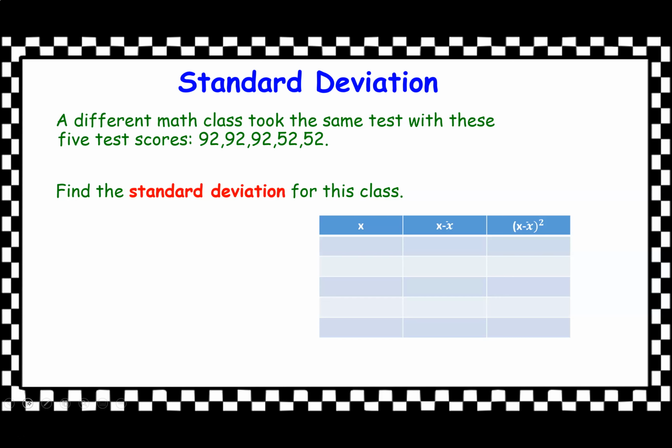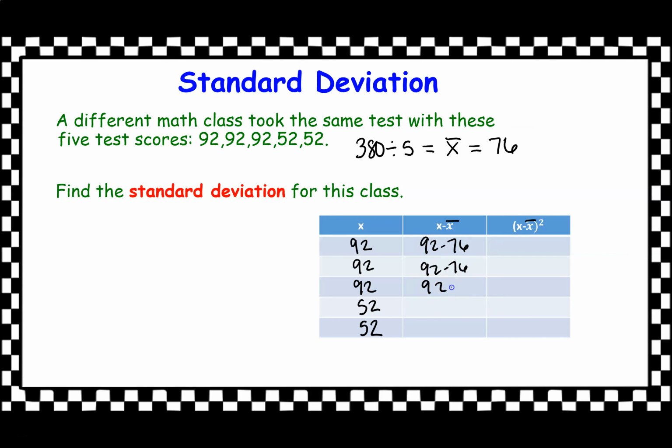All right, you're back. So I'm just going to go over this problem. I've got 380 divided by 5 gives me an X bar, or an average of my sample, of 76. All right, I'm going to go ahead and drop down these scores: 92, 92, 92, 52, 52. All right, X minus X bar, that's going to give me 92 minus 76, 92 minus 76, 92 minus 76, 52 minus 76, 52 minus 76.